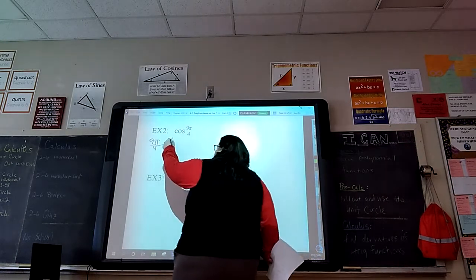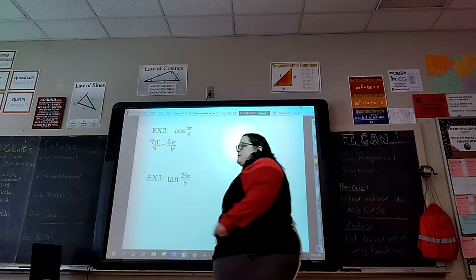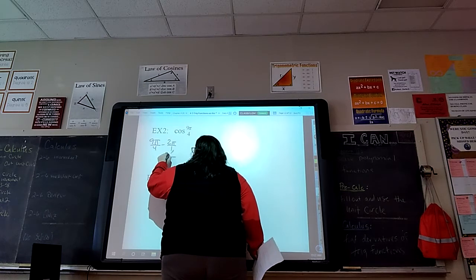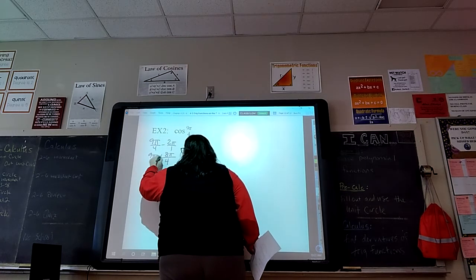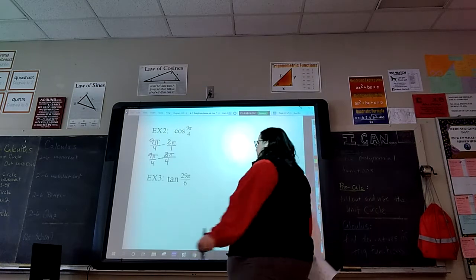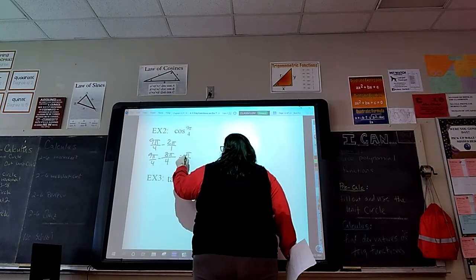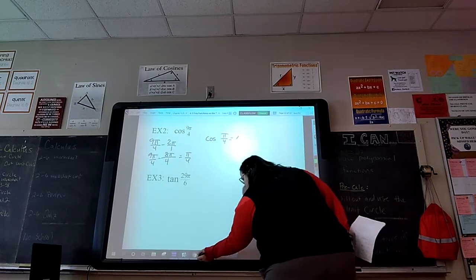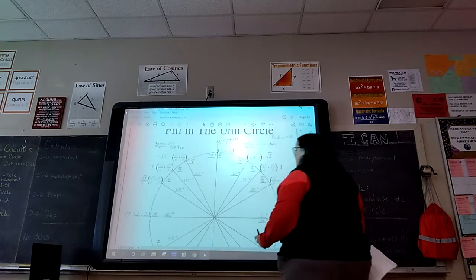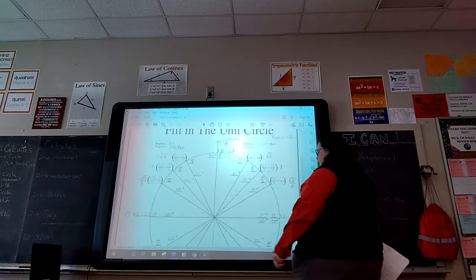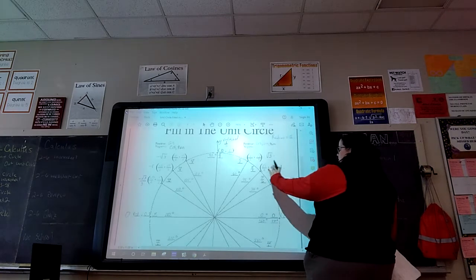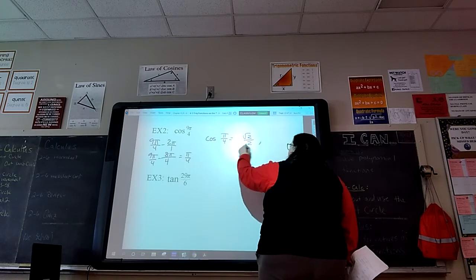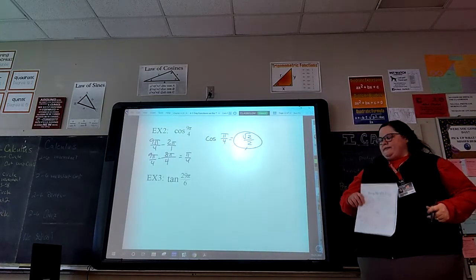2 pi. Yep. So just like we did with coterminal angles, we're going to subtract 2 pi over 1. So we'll need to make a common denominator. So we're going to subtract that. So then really what we're looking for is the cosine of pi over 4. Okay. So pi over 4 is here. Which value is my cosine value? X, so it's going to be the square root of 2 over 2. So there's that one.